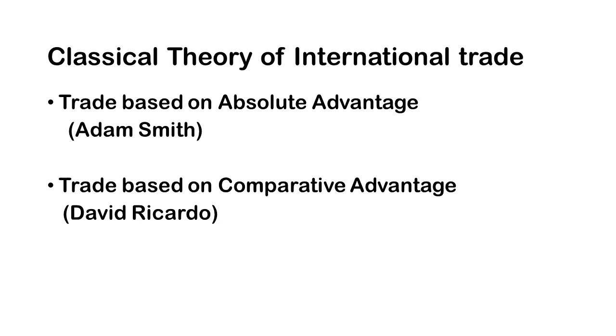There are two versions to the classical theory of international trade. First is trade based on absolute advantage, or simply this is known as absolute advantage theory. This was developed by Adam Smith. And second is the comparative advantage theory, which was developed by another classical economist, David Ricardo.